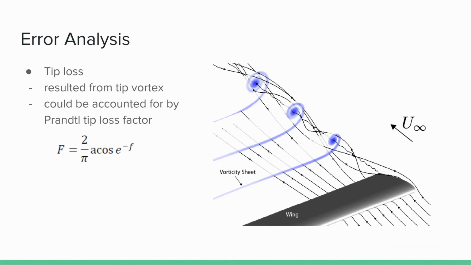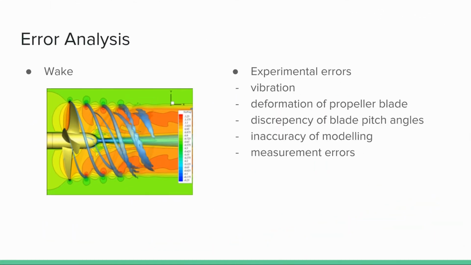We can think of a lot of errors that contributed to the differences between test results and expectations. One major one is tip loss caused by the vortex formed at blade tips. This could be resolved by adding the Prandtl tip loss factor to the calculation model. Another factor is the wake downstream of the propeller, which would make the downstream velocity different from what we use in the calculation process.